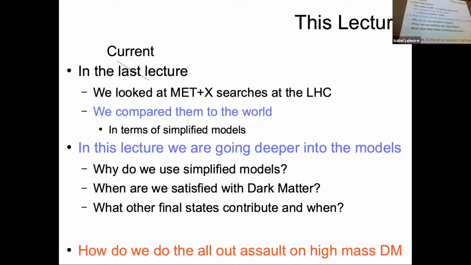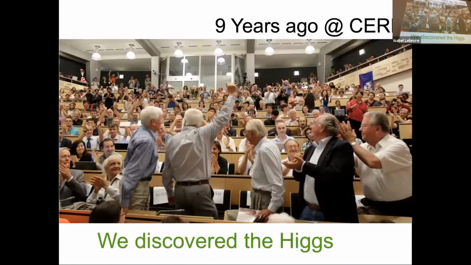And I also want to talk about other final states, because once you start assuming models, you don't necessarily need to have that model decay to dark matter. You can have a mediator decay to leptons, right? And so we'll talk about that.